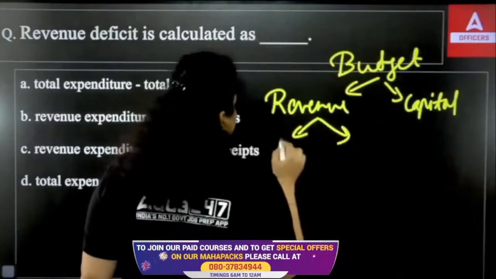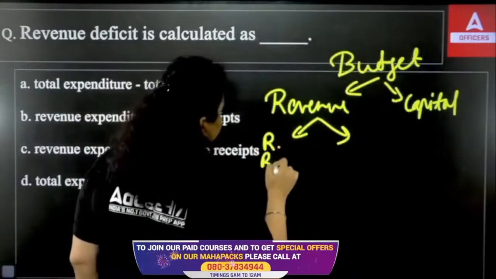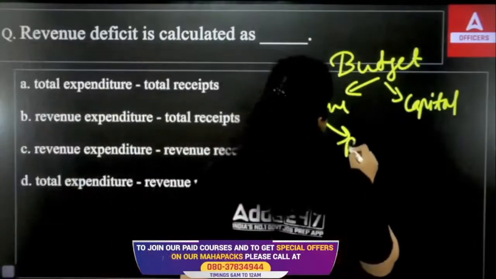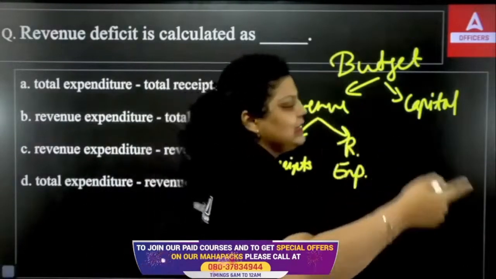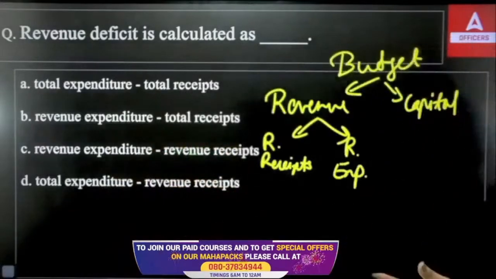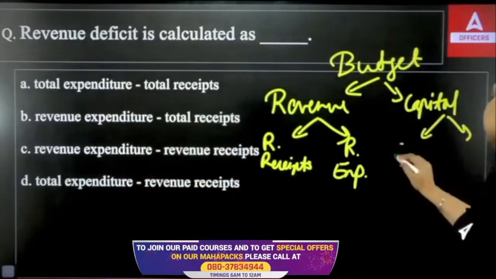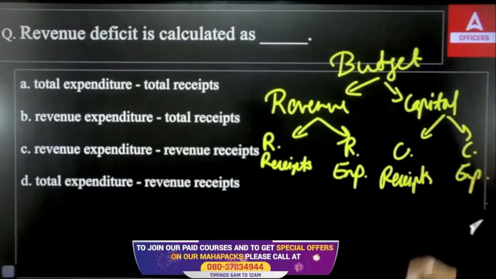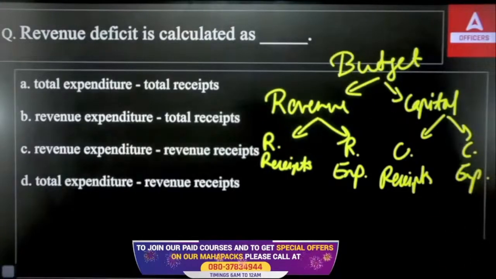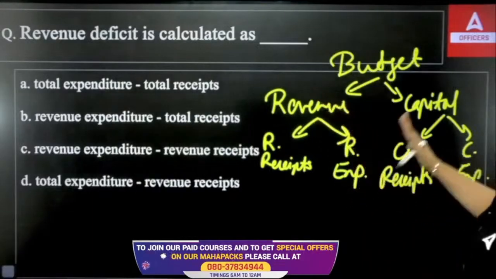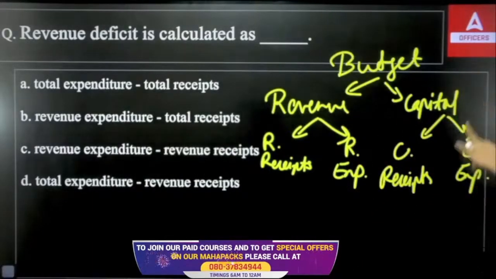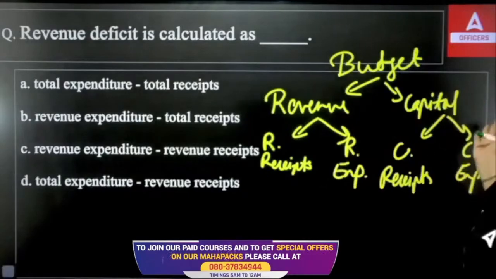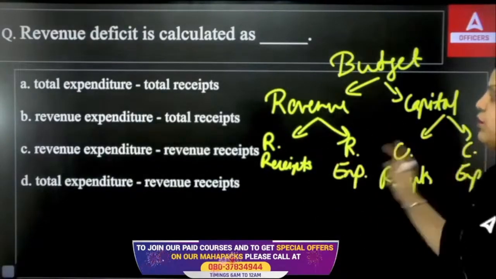Now, the revenue budget covers your revenue receipts. It means the income that the government of India is earning on a day-to-day basis, and the revenue expenditure, that means simply the expenditure that the government of India is doing on a day-to-day basis, like salaries or payments. Similarly, the capital budget will have capital receipts and capital expenditure. So when the overall budget goes into loss, you can say revenue expenditure plus capital expenditure minus revenue receipts plus capital receipts. It means both the expenditures in revenue and capital are more than the income of revenue and capital.